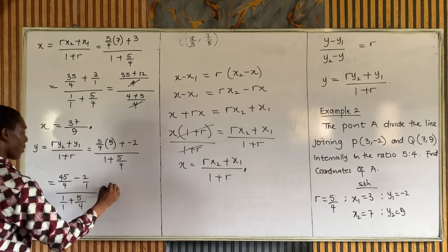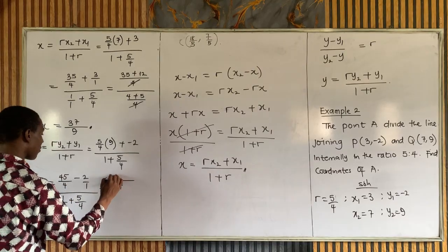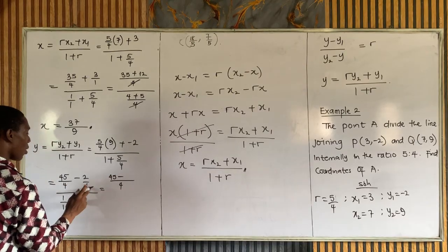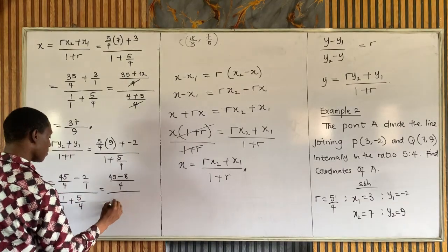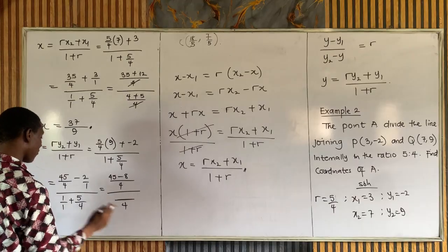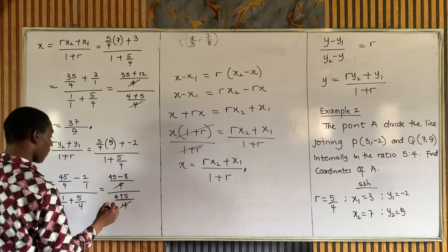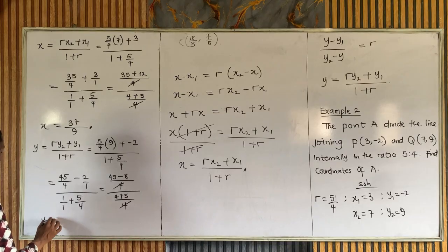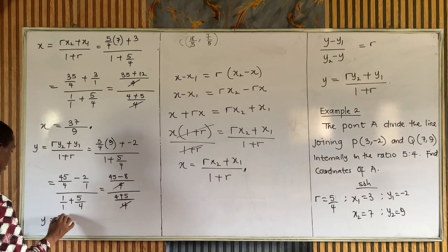And then we get our LCM here is 4. 4 in 4, 1 times 45, that's 45. Minus 1 in 4, that's 4 times 2, that's 8. All over here we would have LCM 4. 1 in 4, 4 times 1, that's 4. Plus 5. 4 eliminates 4. So our y will simply give us 45 minus 8, that's 37. All over 4 plus 5, that's 9.